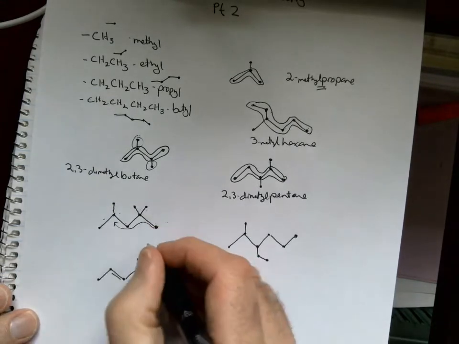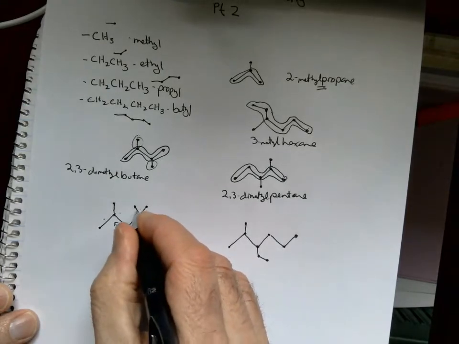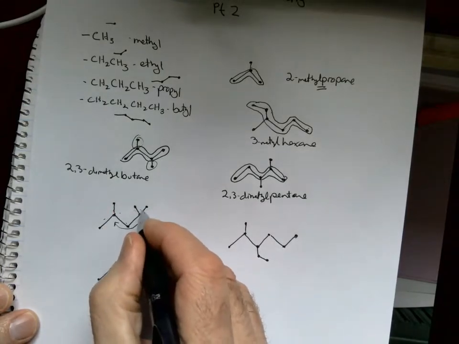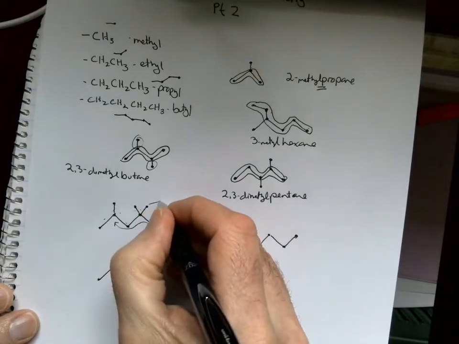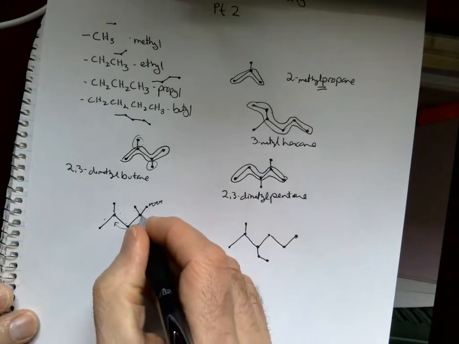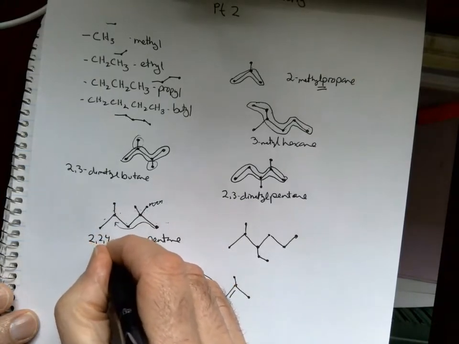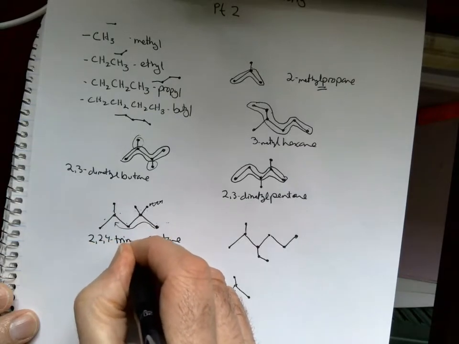1, 2, 3, 4, 5. That's a pentane. It's a trimethyl because there's 3 of them. This is not an ethyl because if it was an ethyl, there'd be a carbon on top of a carbon. So it's dimethyl. So it is 2, 2, 4. That's the location. How many? Trimethyl.